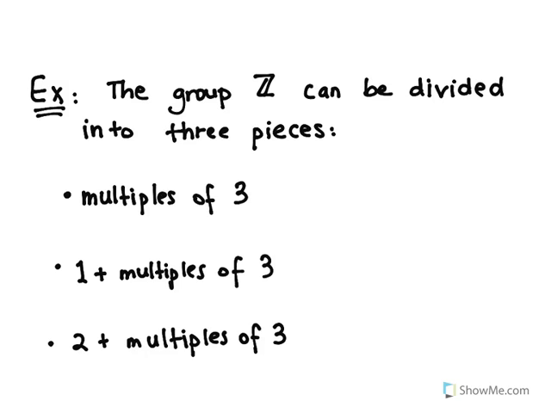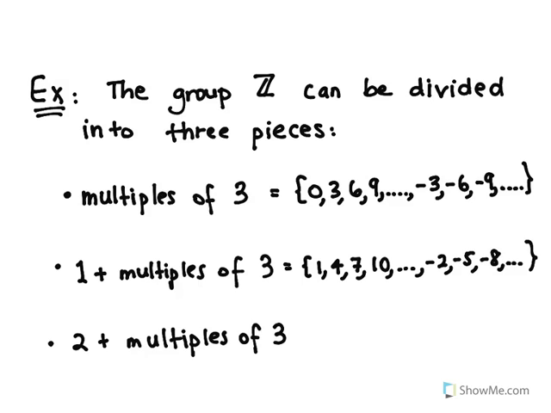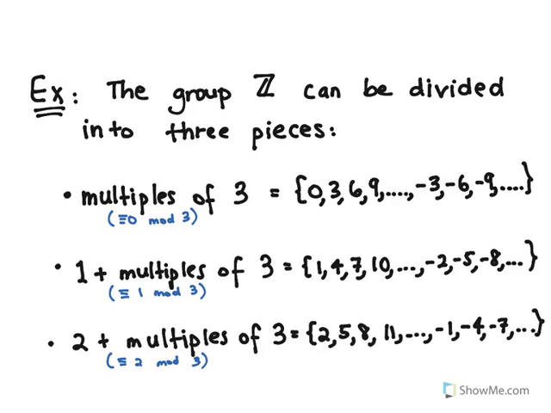First, I'll have the integers that are multiples of 3. So that'll contain 0, 3, 6, 9, and so on, as well as the negative multiples of 3. And then I'll have all the integers that are 1 plus a multiple of 3. So 1 plus one of the numbers in the list that I just wrote. And lastly, I'll have the numbers that are 2 plus a multiple of 3. Another way to say this is that I've taken the integers and I've divided them up into the ones that are congruent to 0 mod 3, congruent to 1 mod 3, or congruent to 2 mod 3.